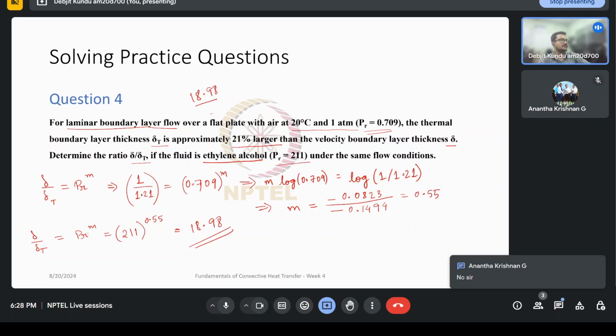So what does this mean physically? Physically, we got that the thermal boundary layer was 21% larger in the case of air. Now, in case of ethanol, it would be the other way around. Delta would be much, much larger, in fact close to 20 times larger than the thermal boundary layer. So the thermal boundary layer will be very thin in this case, and the hydrodynamic boundary layer would be much, much larger.